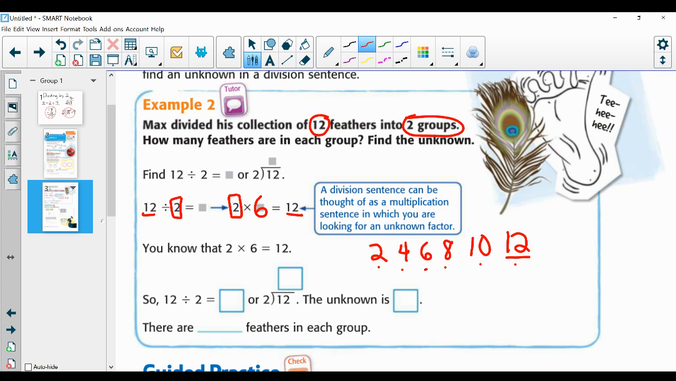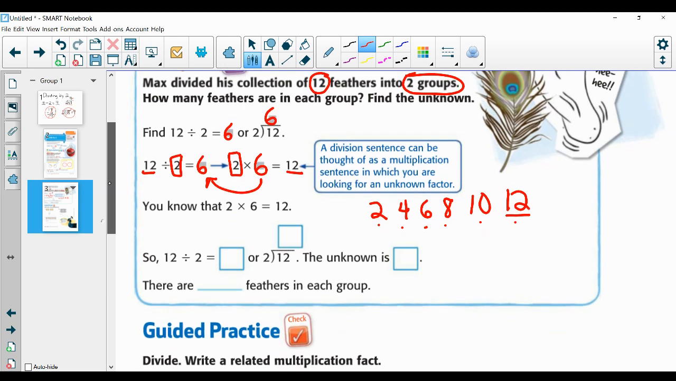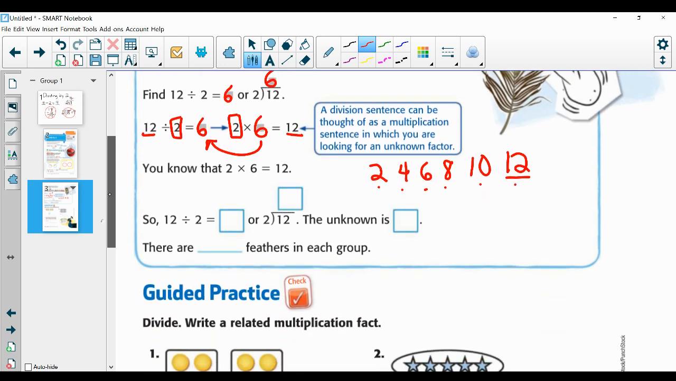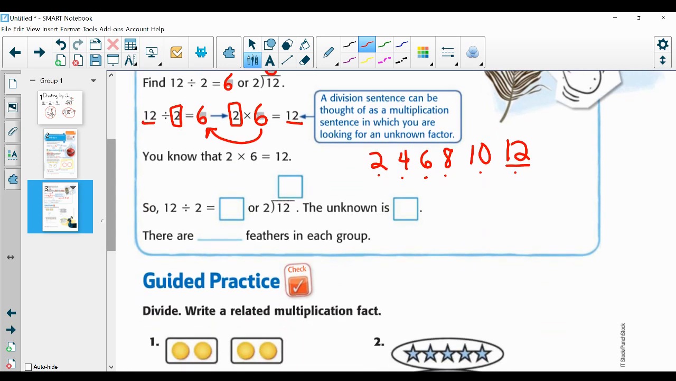So that means that 12 divided by 2 equals 6. So I can put 12 divided by 2 equals 6 up here. And how many 2's in 12? There are 6. You know that 2 times 6 equals 12. It has it down here, but I helped you figure it out the other way. Just use your strategies to help you.